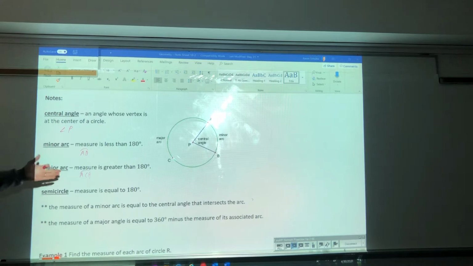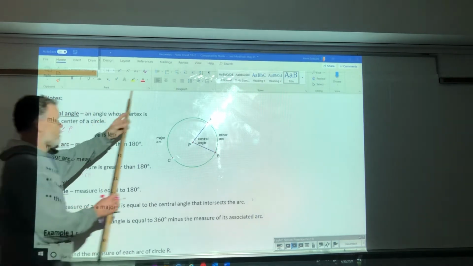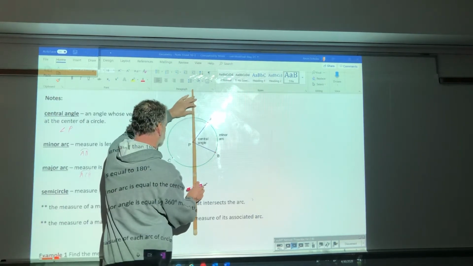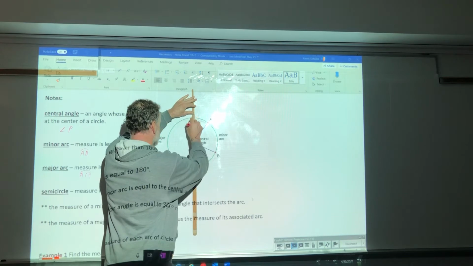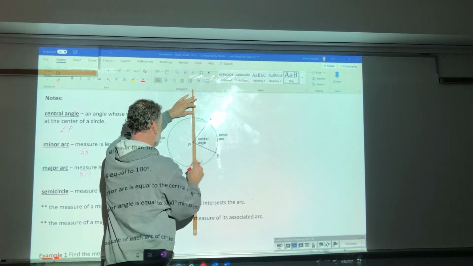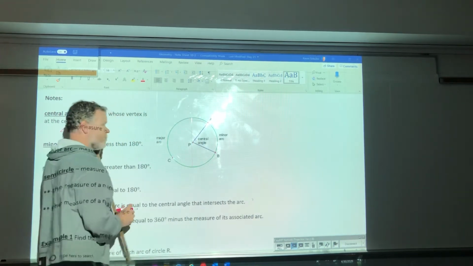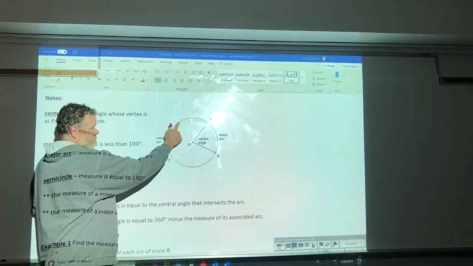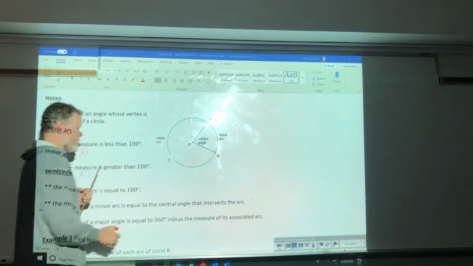Okay, a semicircle, we've seen that before. That's just an arc that's 180 degrees. If you had that, you would be looking at something like this. This would be your semicircle. Obviously, it just cuts right through the middle, and this would be your semicircle going right around here, 180 degrees.